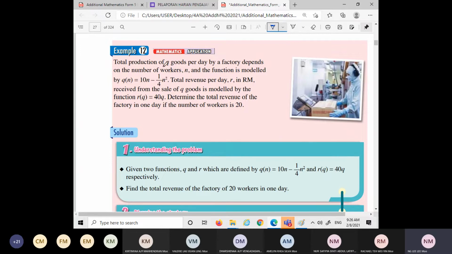So the total production of Q goods per day depends on the number of workers. Now you know that the number of workers is 20, therefore N is 20. You replace N with 20, so you will get Q, which is the total production, the number of goods per day. So 10 times 20, minus 1 over 4, 20 to the power 2. Then you get the answer.